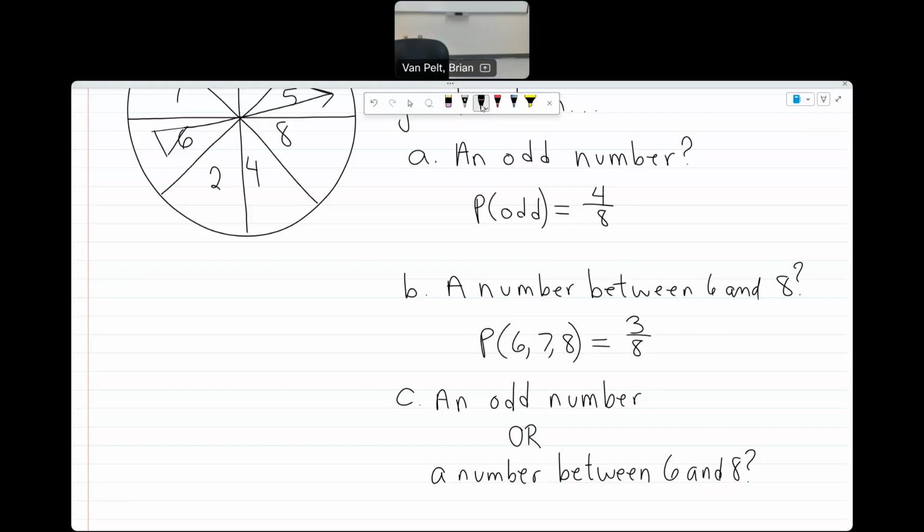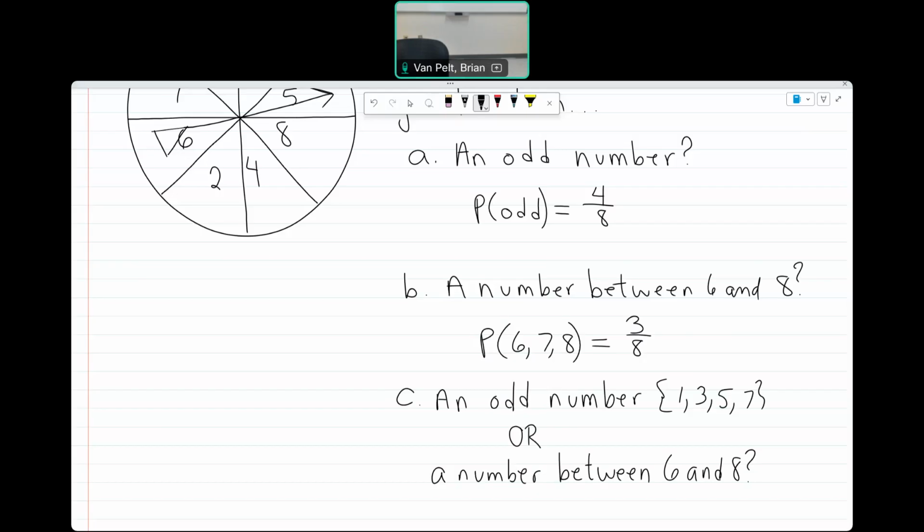It doesn't look like it went over so well. It's 6 out of 8. Let's take a look at what we have here. I'm going to look at the odd numbers. Which ones are the odd numbers here? 1, 3, 5, and 7. So there's 4.